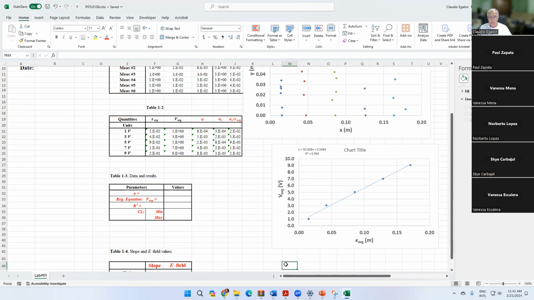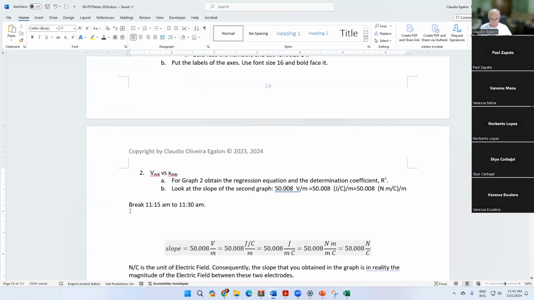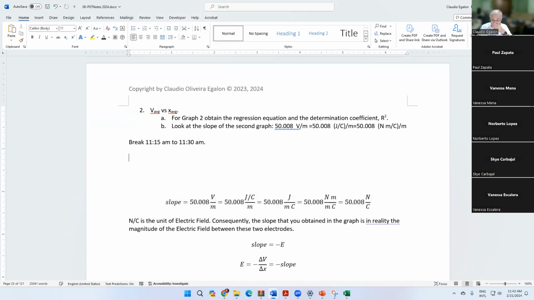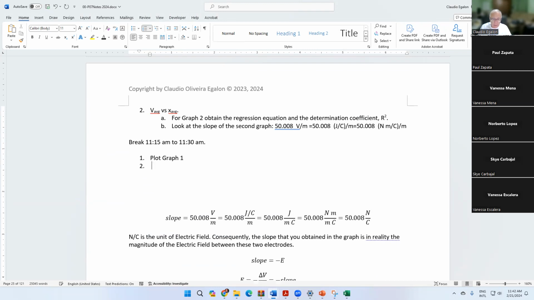Okay. So we did the graphs. Any questions so far? Okay, so going back to my notes. So what did you do? Plot graph one, plot graph two.